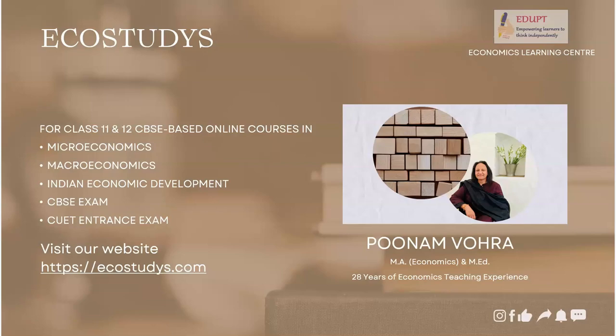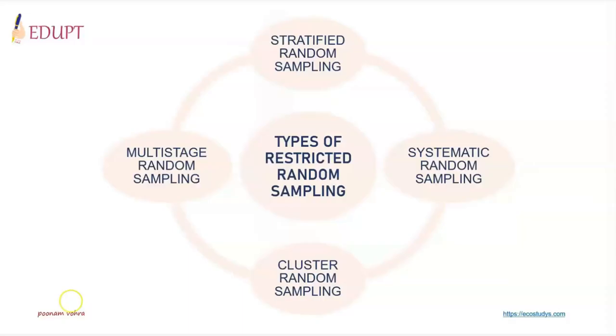Now let's get started. Continuing further, now coming to restricted random sampling. In this method, a random sample is selected under certain restrictions. So there can be four types of restricted random sampling: 1. Stratified random sampling. 2. Systematic random sampling. 3. Cluster random sampling. And 4. Multistage random sampling. Let us begin with stratified random sampling first.